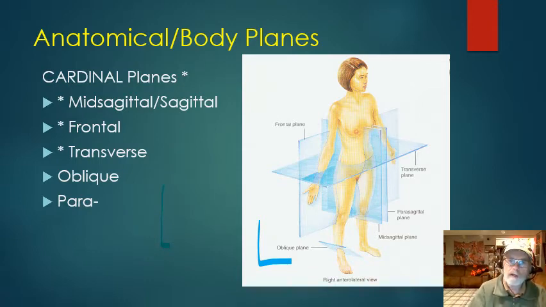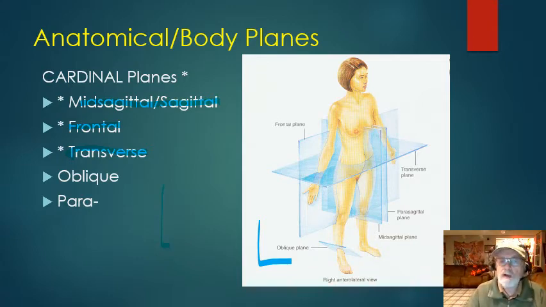The first cardinal plane we'll talk about is called the mid-sagittal or sagittal plane. Both words are appropriate for that. The second plane we're going to talk about is the frontal. There's another word for frontal. Sometimes you'll also see it called the coronal plane. And then a third plane is called the transverse plane. And the transverse plane is also called the axial plane.